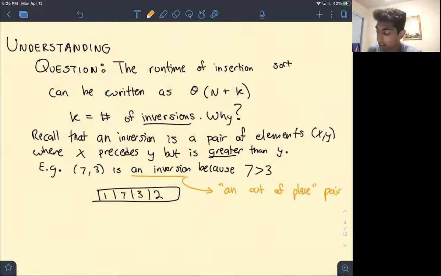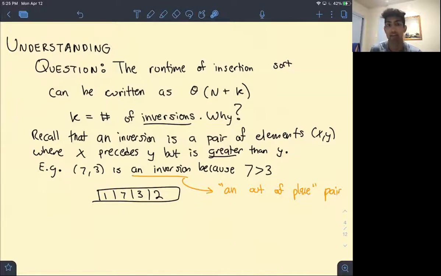What I mean by that is, let's look at the numbers 7 and 2, okay? Notice that if we look at these two numbers, 2 comes after 7 in the array, but it's smaller than 7. So we can kind of think about these pairs as out of place, right? Relative to each other, they're kind of sorted incorrectly, okay?